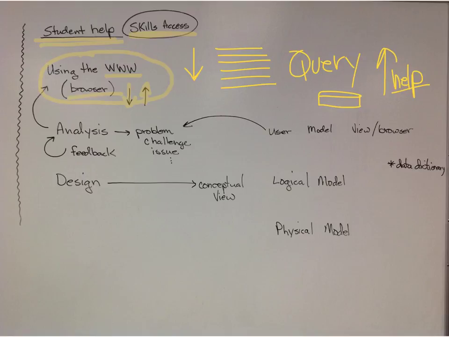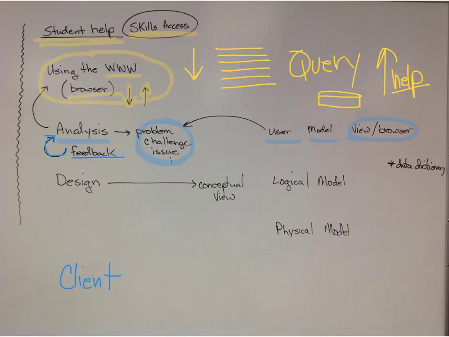So the first step here was to analyze the problem, challenge, issue, however we want to call that. And I talked a little bit more about the user model, how their view would be from a browser to do this. So when we're doing things like this, we analyze, we get feedback.